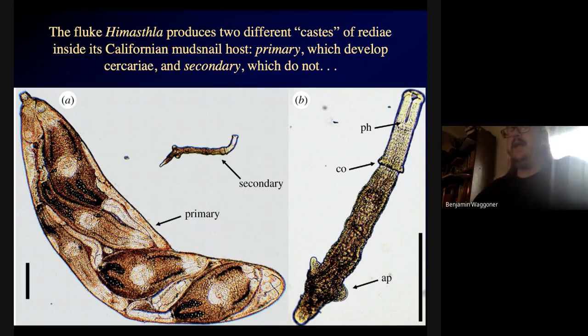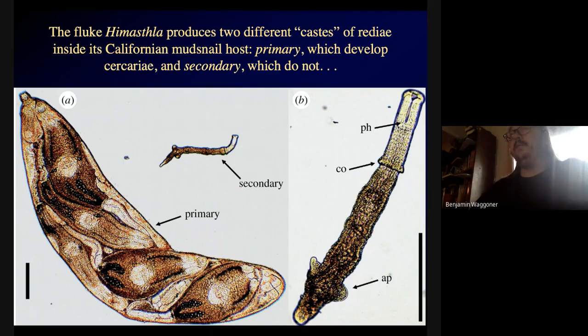I can count at least 5 large cercaria developing inside that redia, and there's a couple of small ones packed in there as well, like clowns in a car. So the primary redia produces cercaria. The secondary redia doesn't, and the secondary redia will die inside the host. It will never go on to make adults.